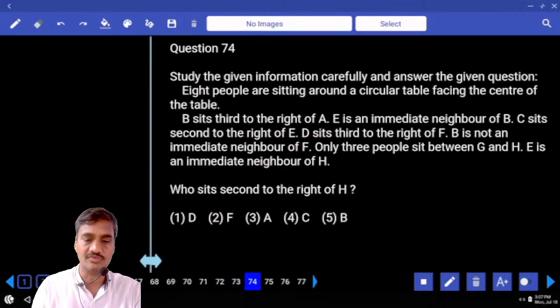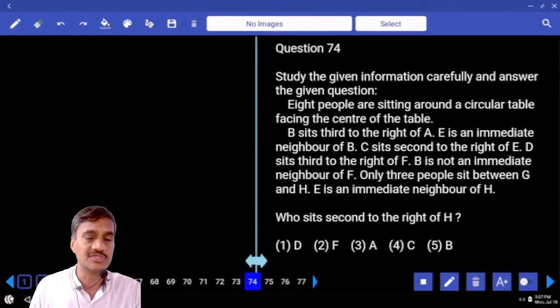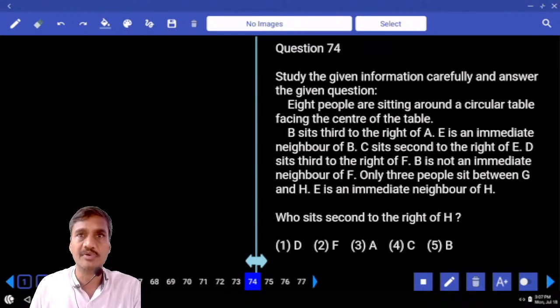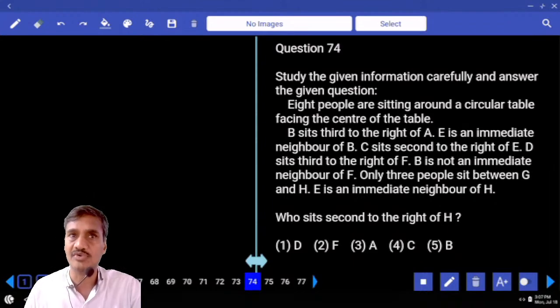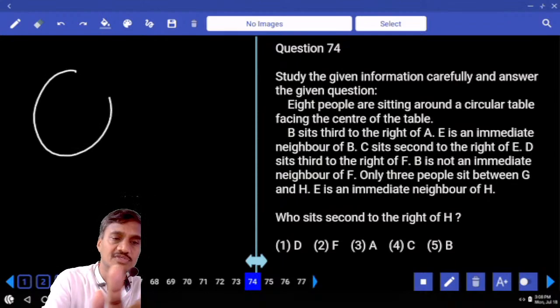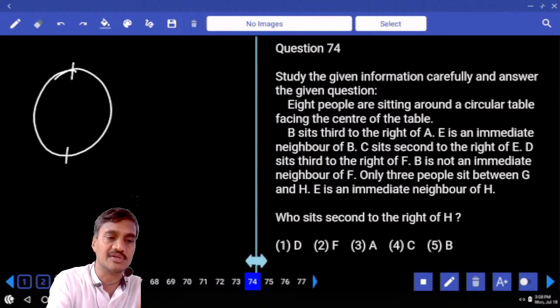Then 74 onwards. Now this 74 onwards, it is based on circular arrangement. How many people are there? Just 8 people. And all these 8 people are seated around a circular table. They are facing towards the center, which is clearly given. As they are facing towards the center, hence it must be under the first priority, isn't it?